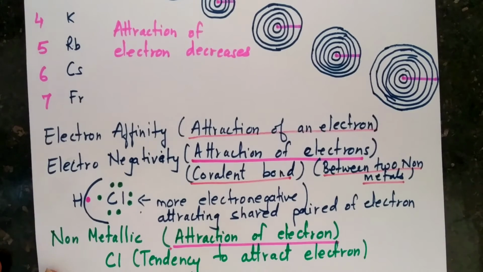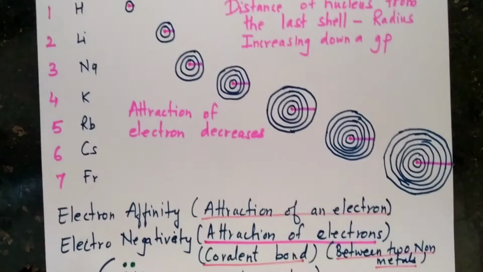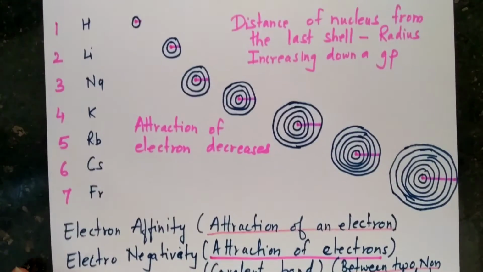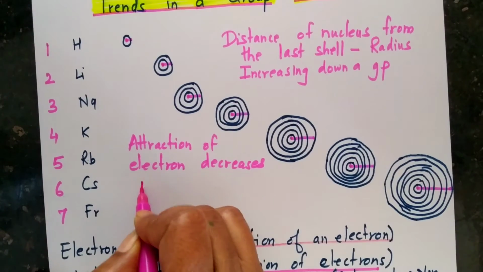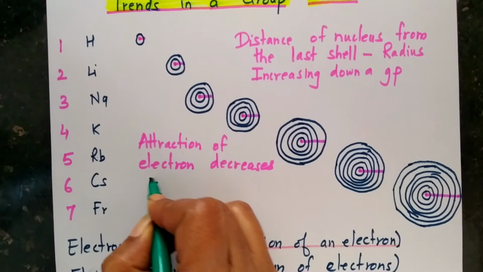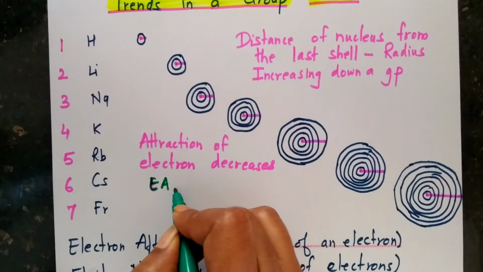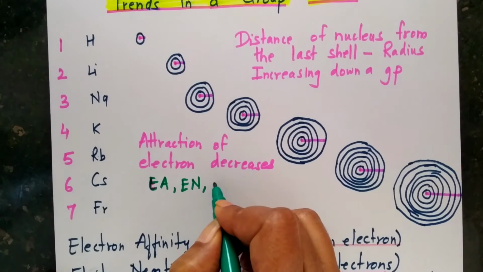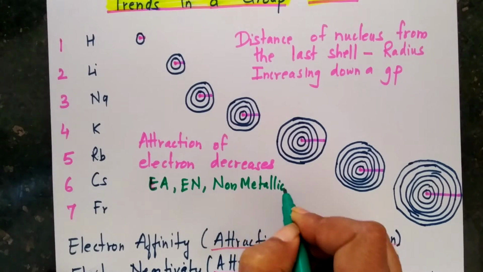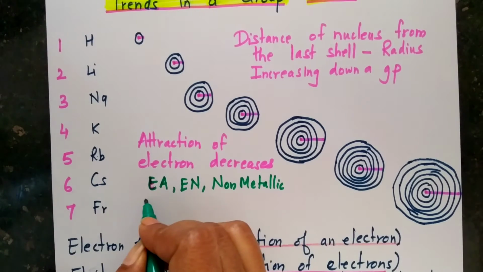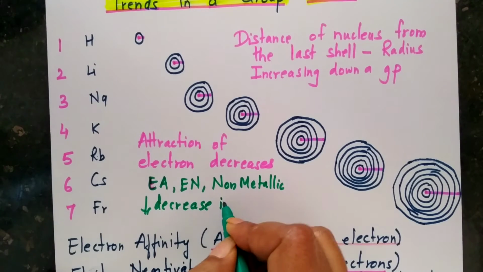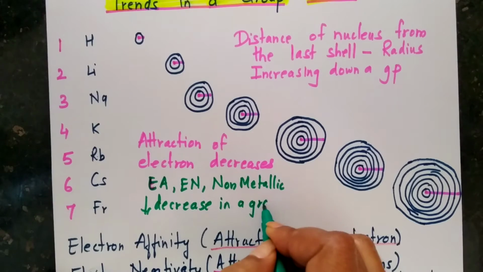So this attraction of electron is going to decrease in a group. Electron affinity, electronegativity, and non-metallic character, these all three are going to decrease in a group.